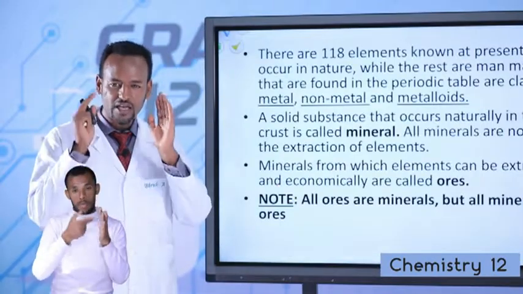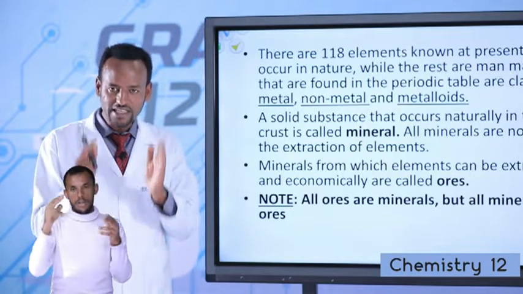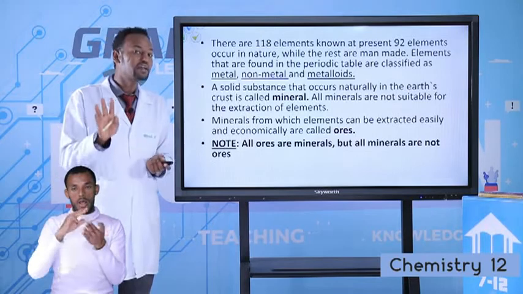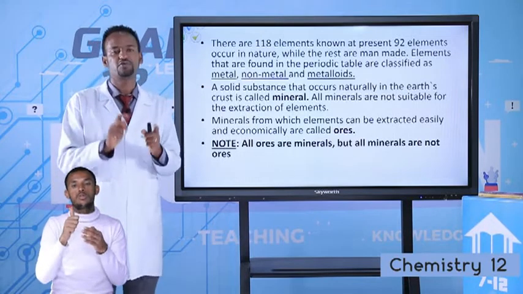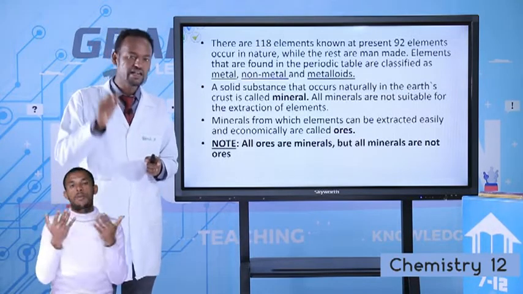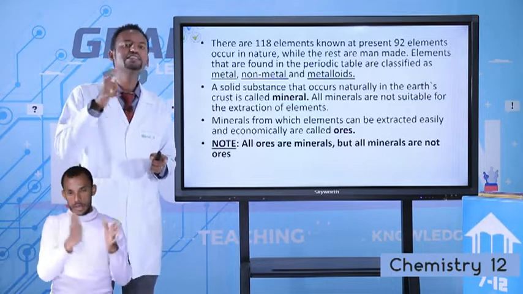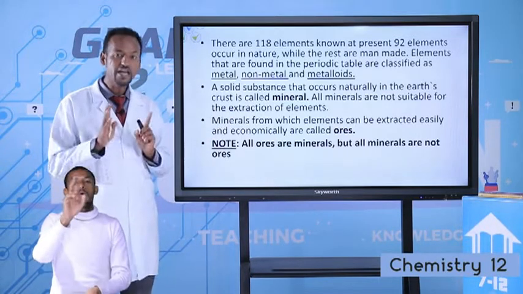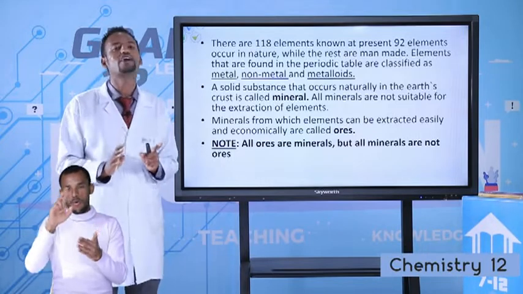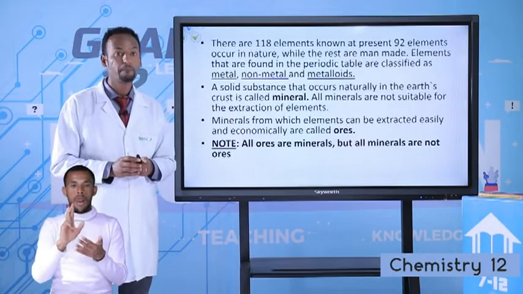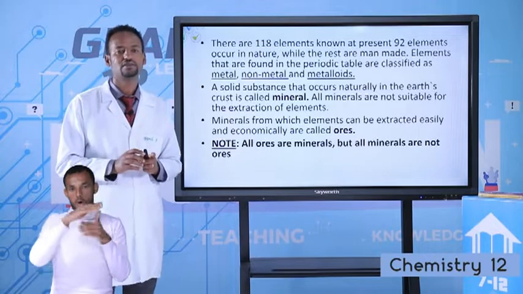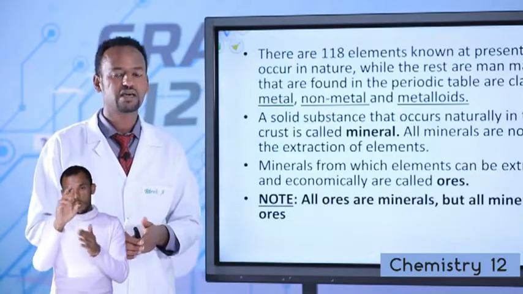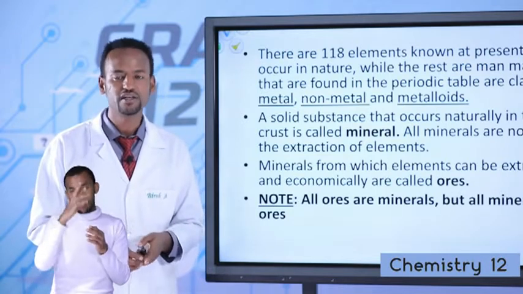Therefore, a solid substance that naturally exists is known as a mineral. All minerals are not suitable for the extraction of the element. But when elements can be extracted easily and economically, it is called an ore. Therefore, all ores are minerals. But all minerals are not ores. Why? Because all minerals are not suitable for the extraction of the elements.